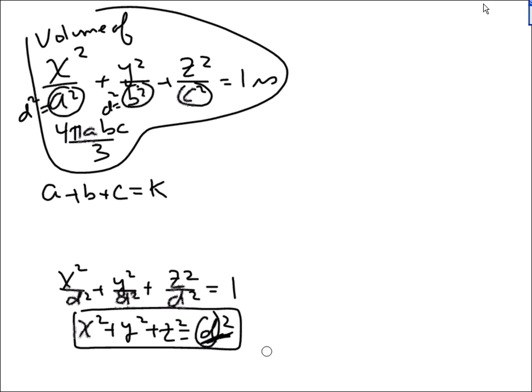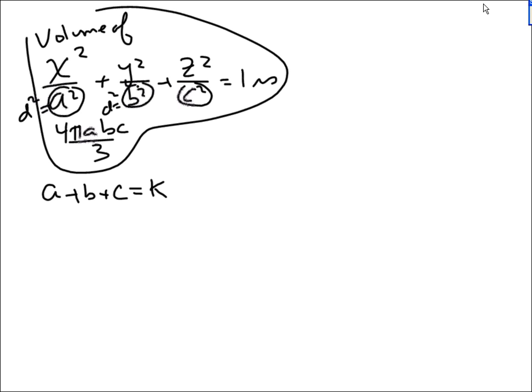So all we want to do is find the max volume given that a plus b plus c is a constant. It's fixed. It can't change. And then we'll conclude, oh, look at this, a equals b equals c. Oh, that's a sphere. A football is a sphere. It's a special type. Let me say it again. A sphere is a special type of football.